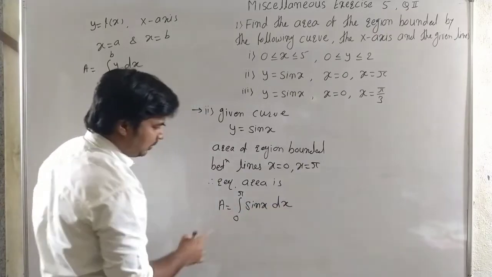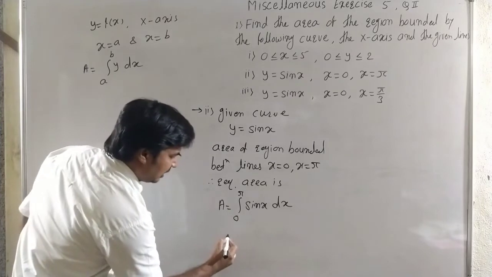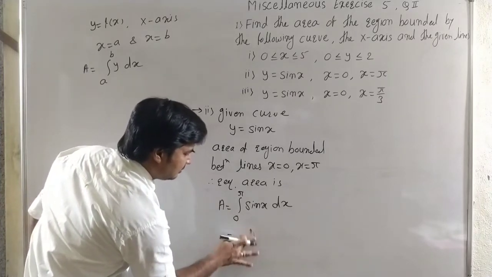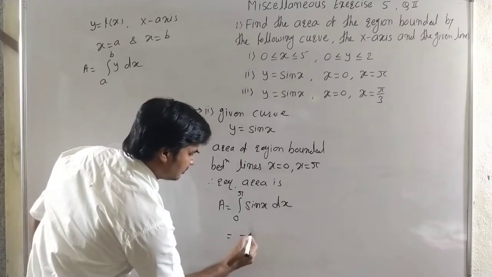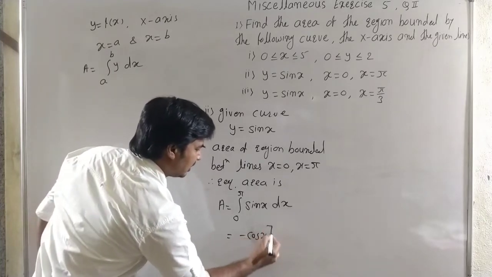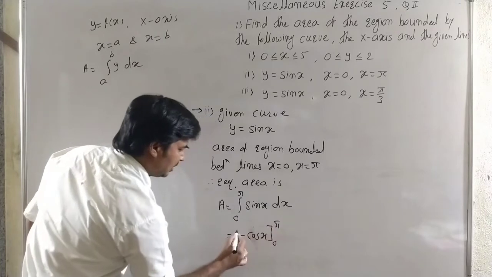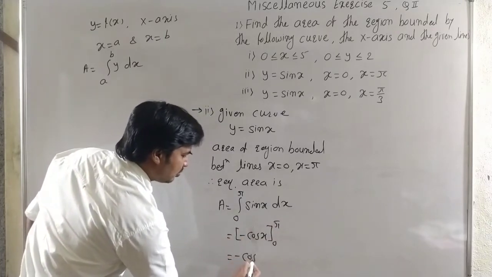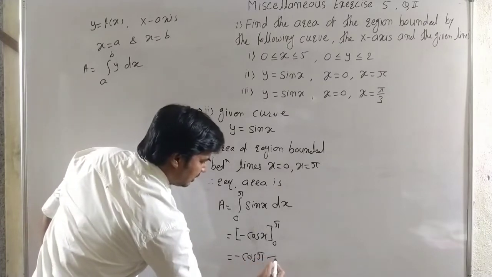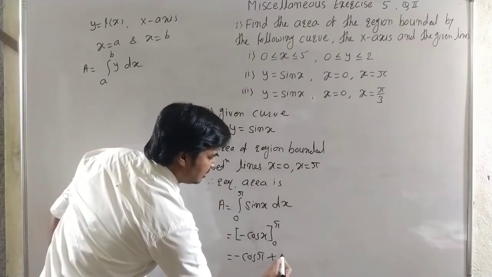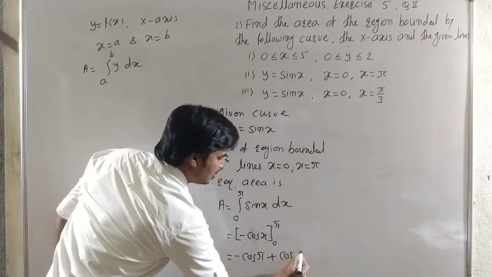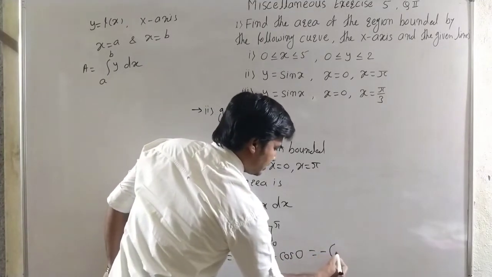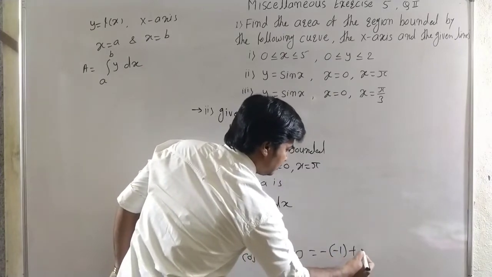Here the integral from 0 to pi of sin x dx, and the integral of sin x is minus cos x, with limits 0 to pi. Now upper limit minus lower limit, therefore it is minus cos pi minus, minus cos 0, that is plus cos 0, and then it is minus 1 plus 1.